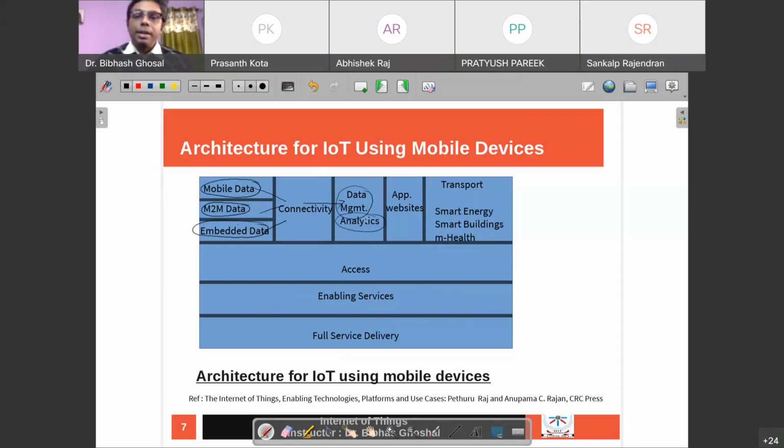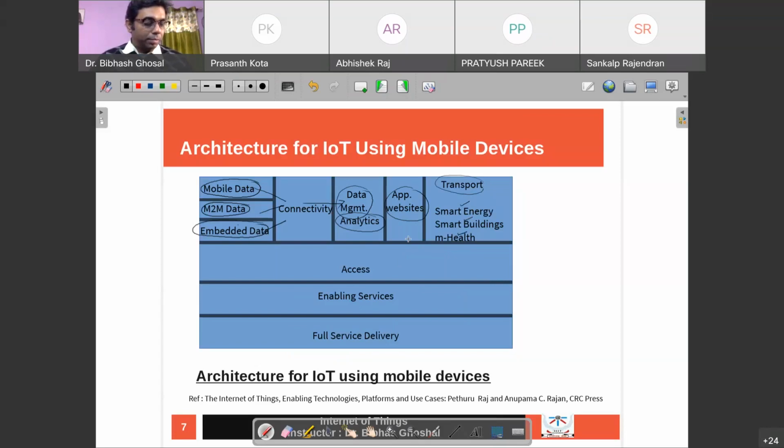And depending on the analytics that you do, you do some informed decision making, which is used by different applications, whether it is for transport, for energy, for smart buildings, for health purposes. So this is overall the picture that we have, right?